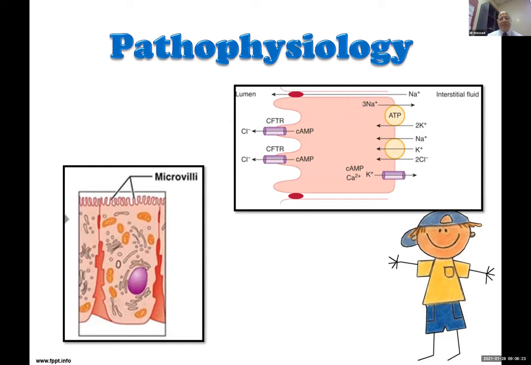This is the pathophysiology. You just finished your basic medical science. So you will find the issue with intestinal fluid, sodium, potassium, and chloride, and the chain to come out to the lumen, and what will happen with the microvilli.